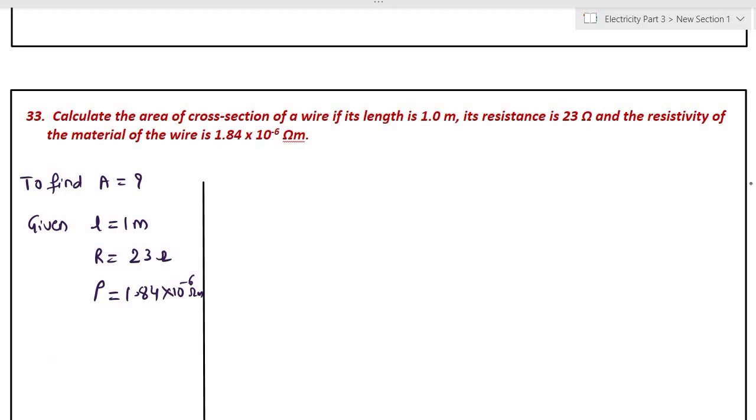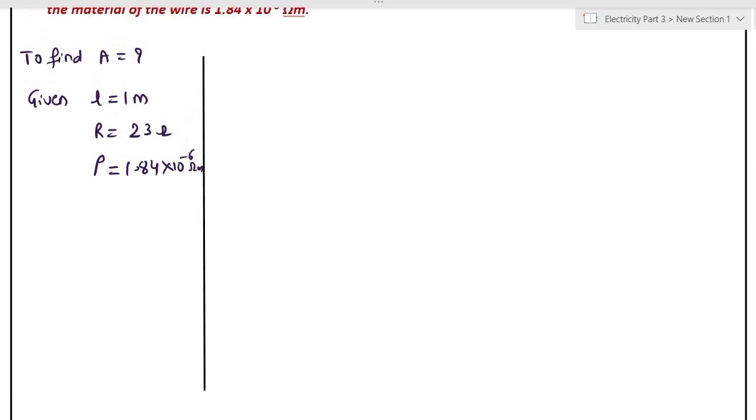And we know the formula for the resistivity of a conductor. We know that rho is equal to RA divided by L. We need to calculate area, therefore A is equal to rho into L divided by R. Let us find the area of the cross section, that is rho L divided by R.